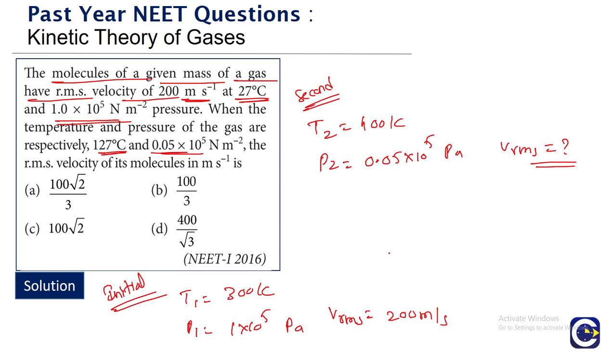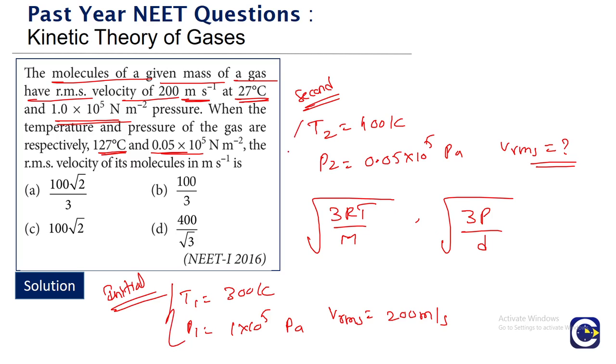See, for any gas, the RMS speed can be expressed either in terms of temperature, root 3 RT by capital M, or we can also have the expression in terms of the pressure and density, root 3P by D. P is the pressure and D is the density. So here they have given us both in case 1, the initial state, as well as the second case, the temperature and pressure, but both of them will not come in the same formula.